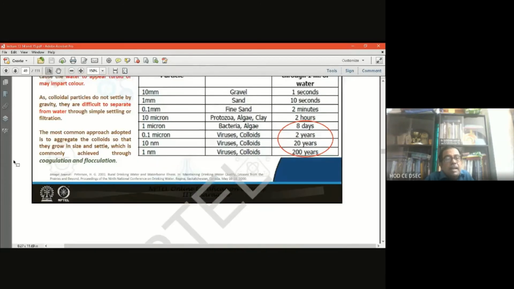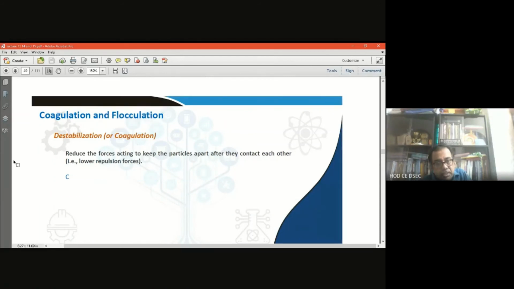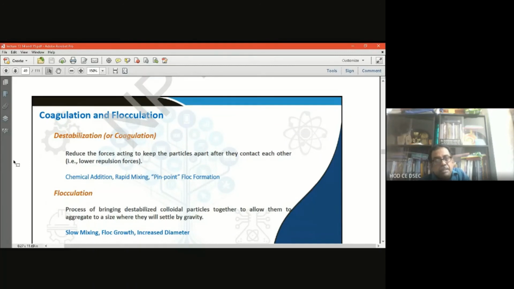Again, I must add something. What exactly do we mean by coagulation? Coagulation means basically destabilization. First of all we have to understand that the colloidal particles are very small negatively charged particles, and there are repulsive forces acting between them. That means they stay a distance apart. They cannot come close to each other. That repulsive force we are going to destabilize by rapid mixing. That is called coagulation.